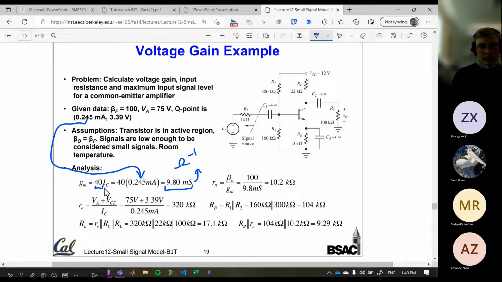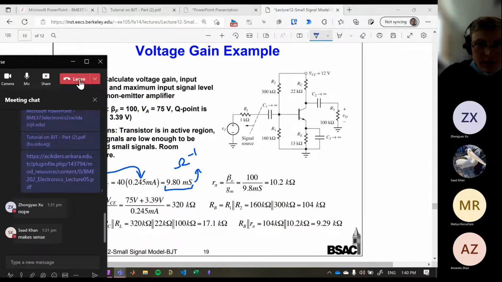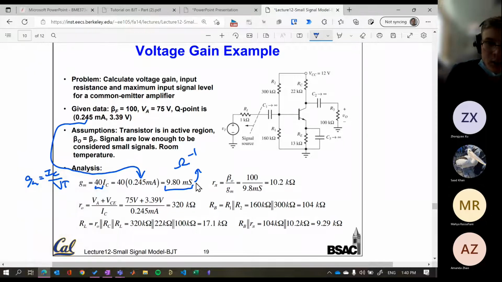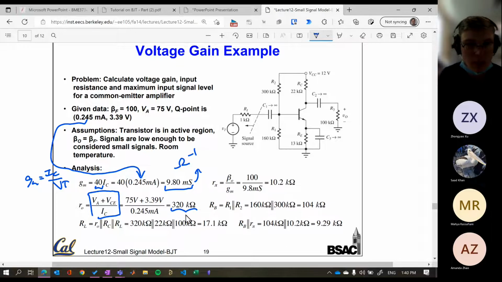So GM is IC on VT. Remember, ohms is volt V on I. So GM is going to be ohms to the -1 or Siemens. Good sanity check there to see if you're getting the right values. We calculate R naught using this big equation, VA plus VC on IC. We get a huge value, right? That's what we're normally assuming. R naught is really big.